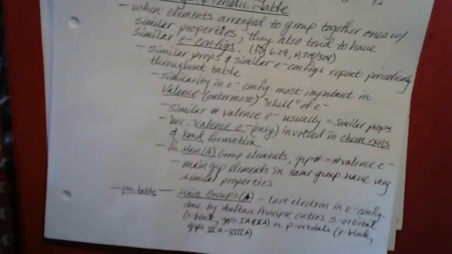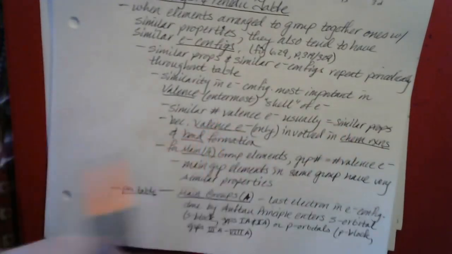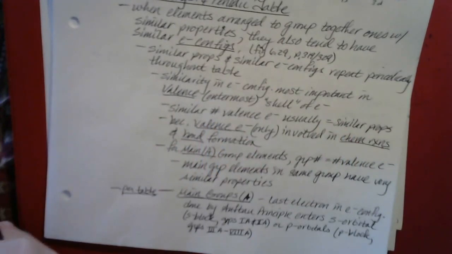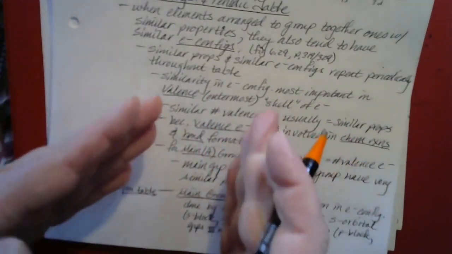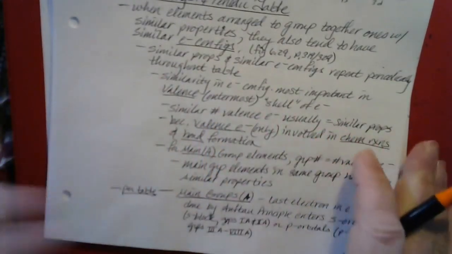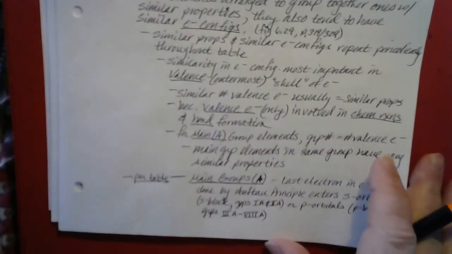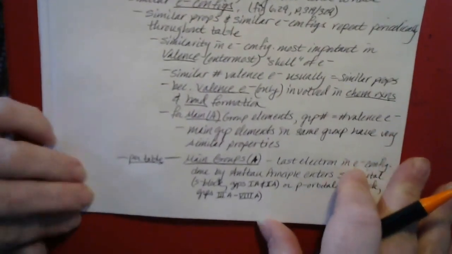And so that's how a lot of the chemical properties of the elements depend on the number of valence electrons. And at least for the main group elements, the number of valence electrons is the same as the group number. And so if they're in the same group together, they will have very similar chemical properties. And ultimately, that's because they have very similar electron configurations.